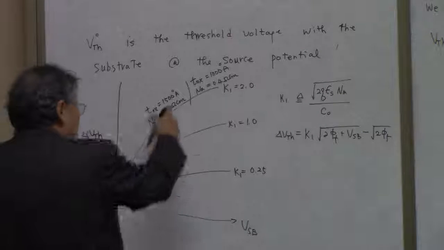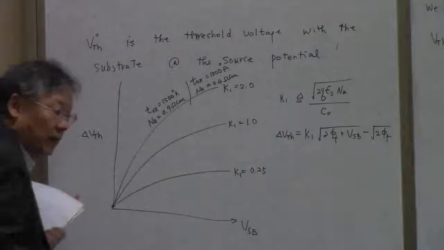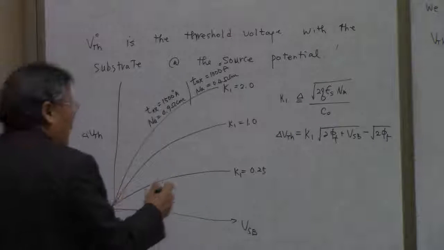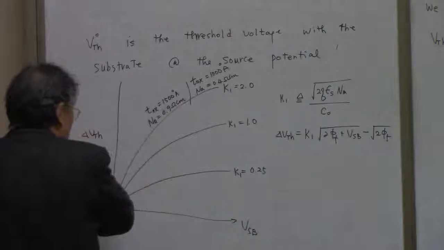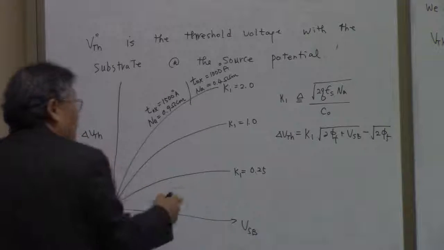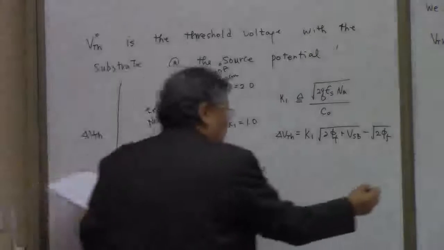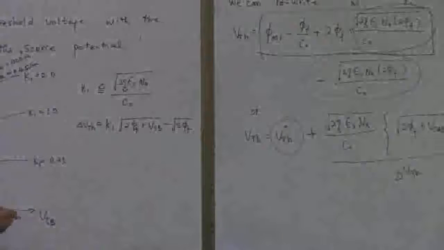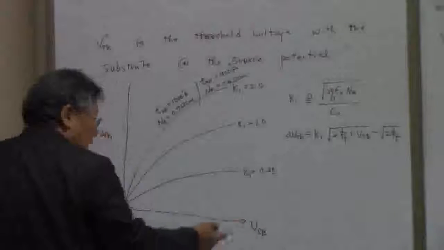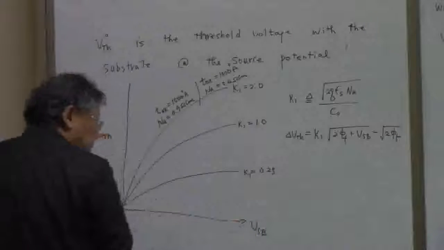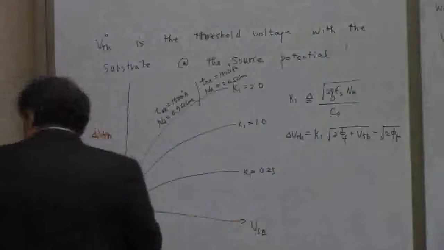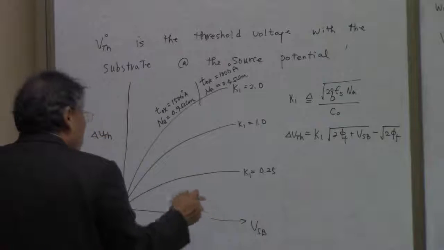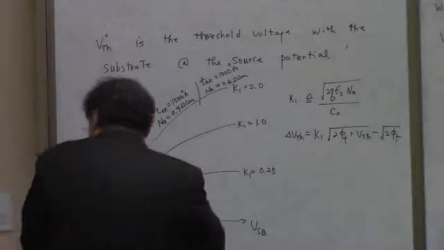Okay, so this is not a good condition, as a matter of fact. The transistor is going to behave, change a lot. The threshold voltage is going to change a lot from the VTH naught, because with increasing the substrate bias.